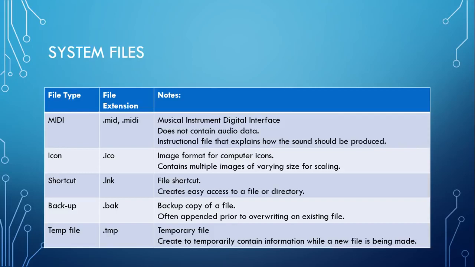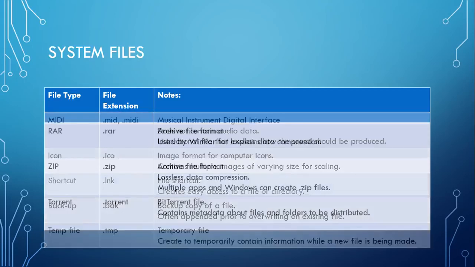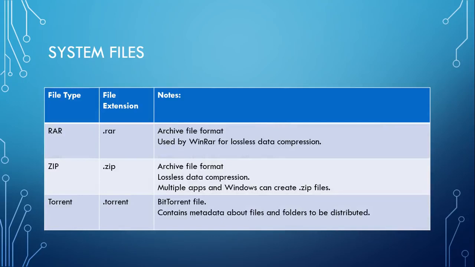Then lastly, let's just talk about temporary files, which are sometimes called temp files, which is TMP. And these are used to create temporary information while new files are made. So sometimes you'll see .bak, sometimes you see .tmp. It really depends on what the application is doing and what it's being used for. So there's some good system files. Let's go ahead and talk about just a few more.